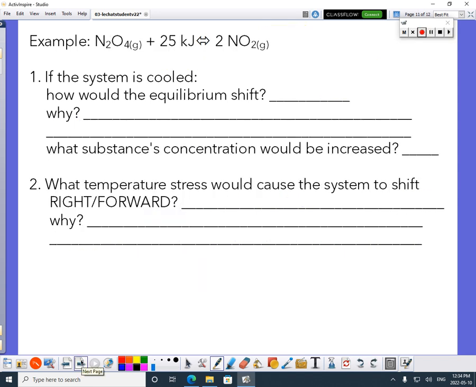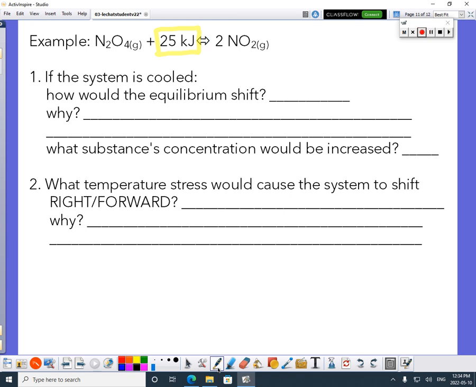Okay, so this is now a different system. So when you have to talk about energy right away, take a look at where the energy is. Energy is a reactant, so this is endothermic. But again, I'm not going to ask you to label it endo or exo. But if you would like to use that in your thinking, you certainly can do that.